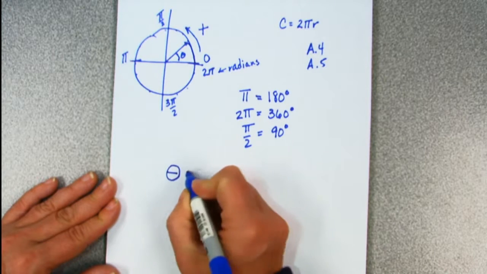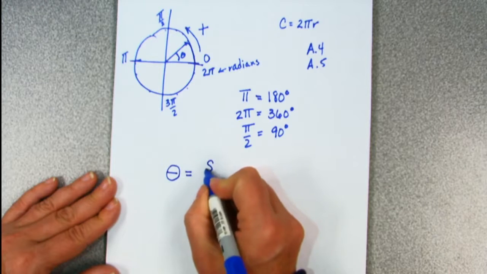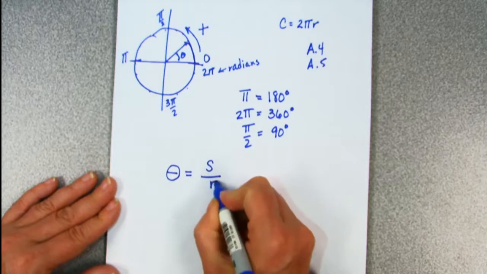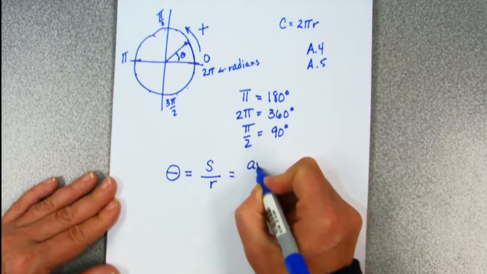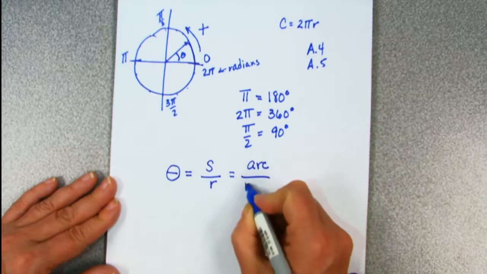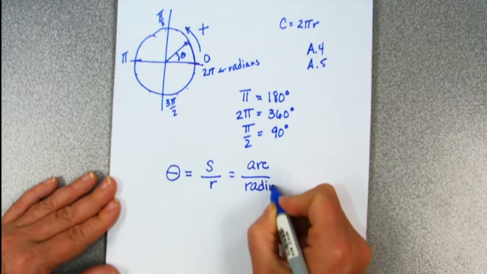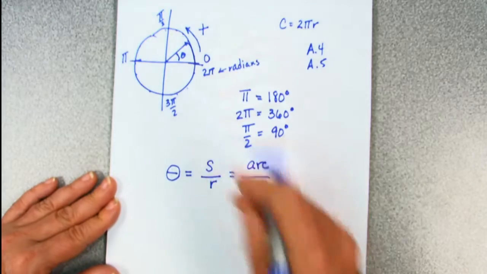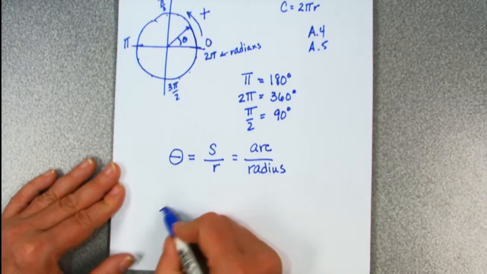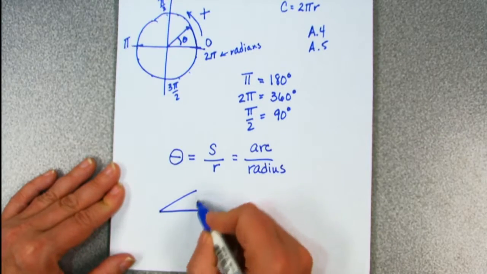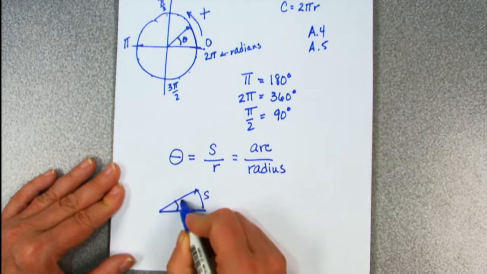So if I'm looking at how I'm traveling around my circle, my angle can be represented as S divided by R, where S is my arc length divided by the radius. So that would be the linear motion that I'm traveling. Here's my R, this is my S, and that's my angle.